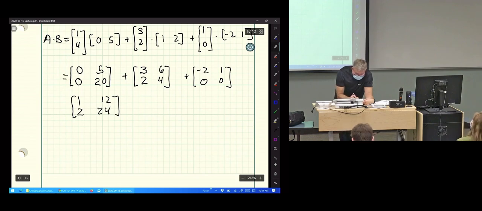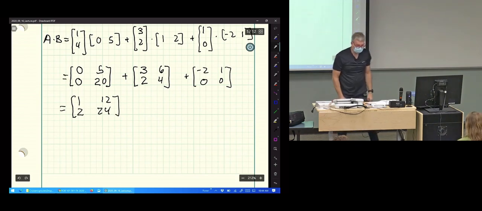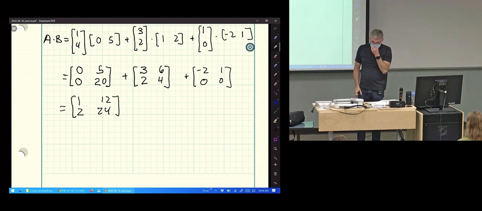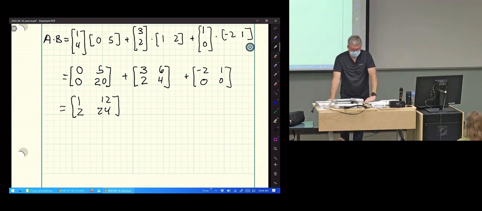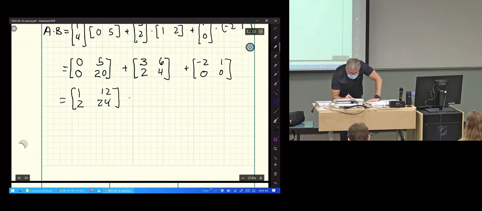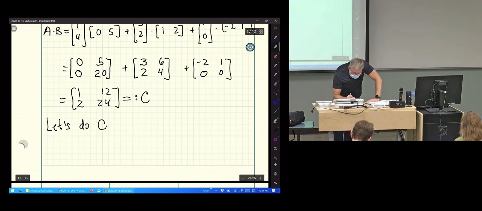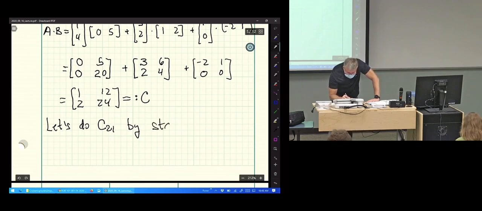Okay? Seems weird, given the other way of doing matrix multiplication. Totally weird, okay? Okay, so this is, by definition, C. So let's do C21 by standard multiplication.